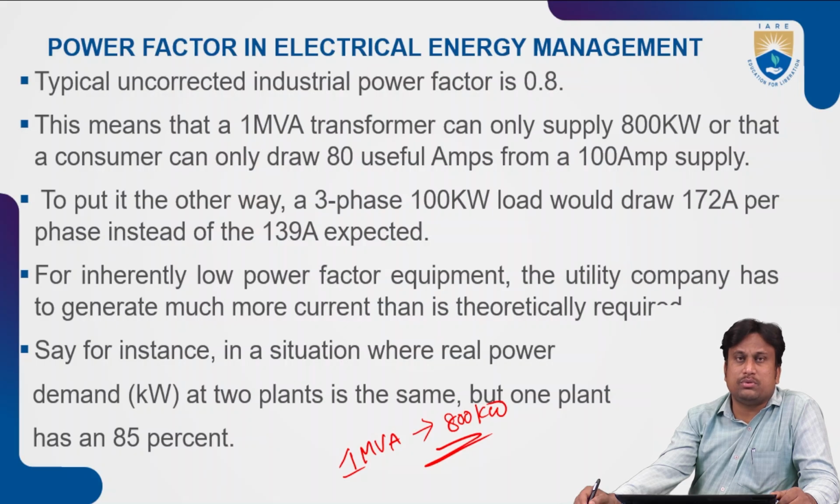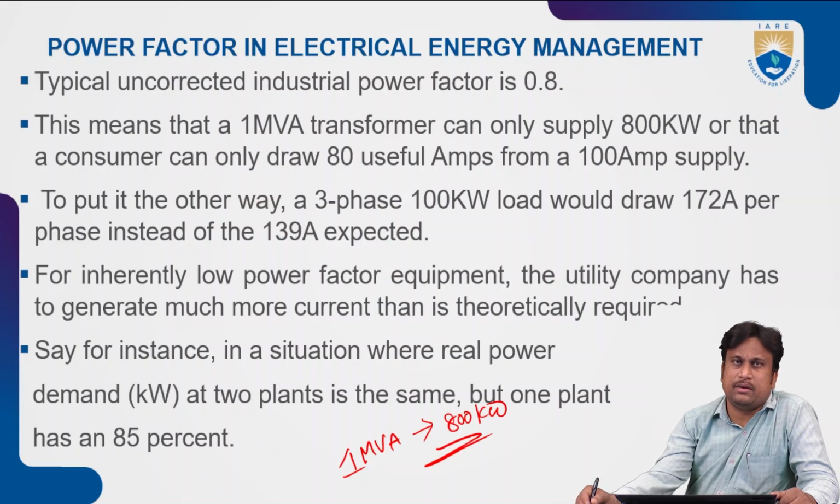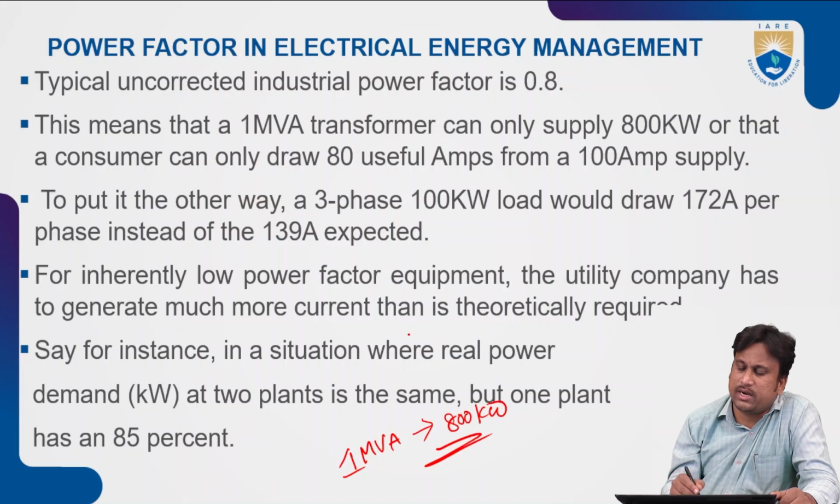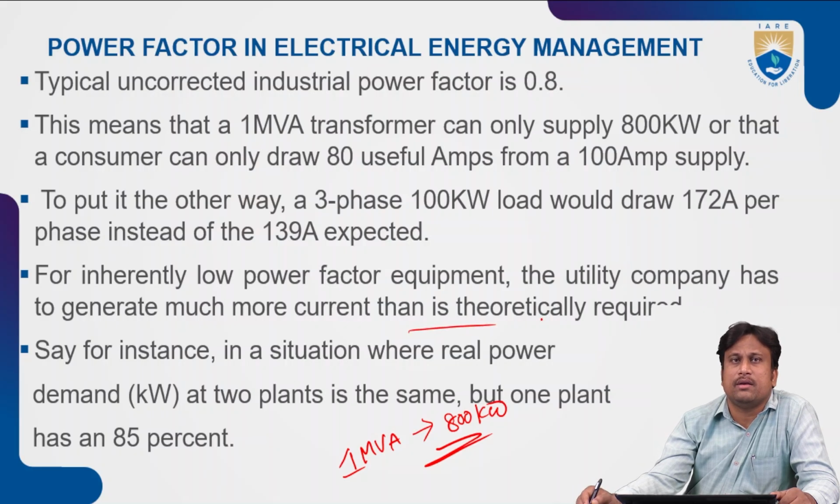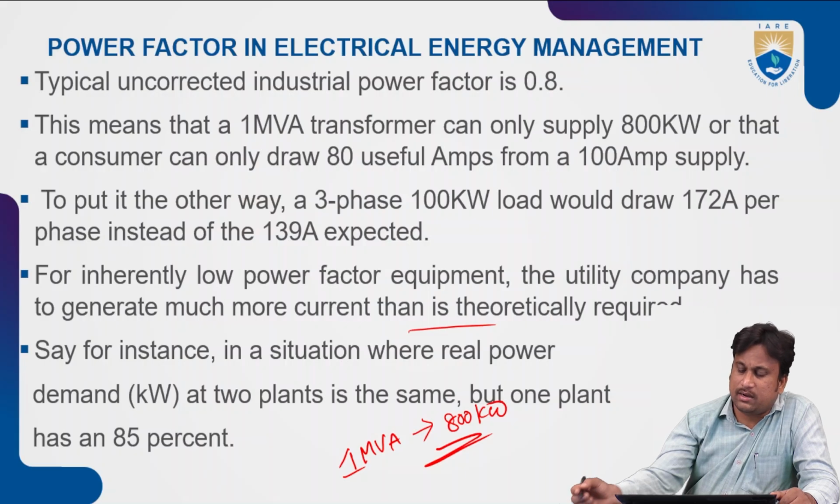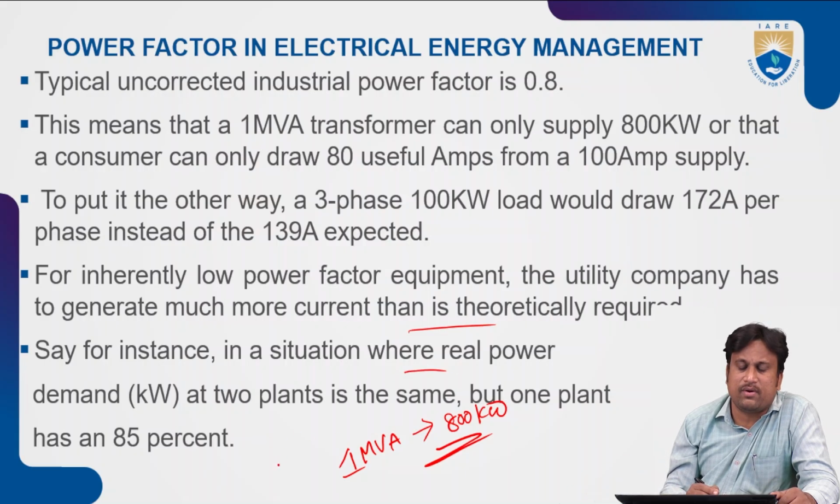To put it another way, a 3-phase 100 kilowatt load would draw 172 amps per phase instead of the 139 amps expected. So with inherently low power factor equipment, the utility company has to generate much more current than theoretically required.